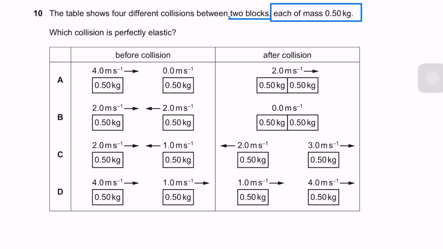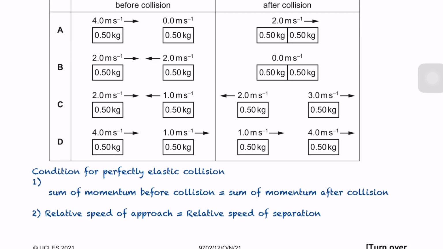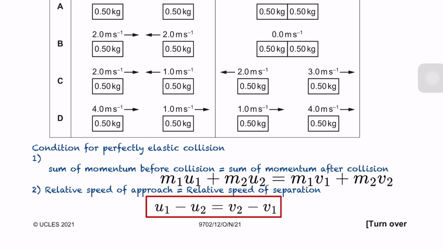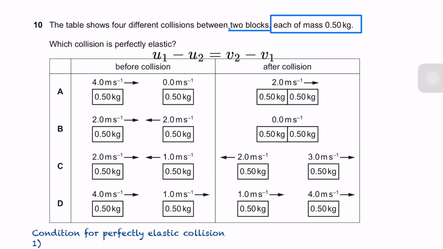The first one is sum of momentum before collision must be equal to sum of momentum after collision. The equation for that would be m1 u1 plus m2 u2 equals m1 v1 plus m2 v2. Second condition is relative speed of approach is equal to relative speed of separation. That is u1 minus u2 equals v2 minus v1. We would go for condition number 2 just to reduce the time for calculations.